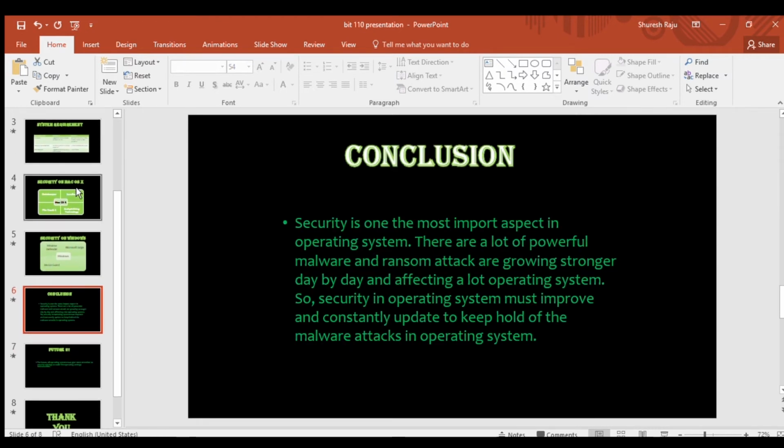Okay, now let me talk about the conclusion. Security is becoming one of the most important aspects of all operating systems. There are a lot of powerful malware and ransomware attacks growing stronger. Like recently, the WannaCry virus attacked Windows XP and Windows 7, which has given so many problems to users because it threatened them: they would delete the data if users didn't pay the amount demanded. So security in operating systems must improve and be constantly updated to keep all of the malware attacks out of the operating system.